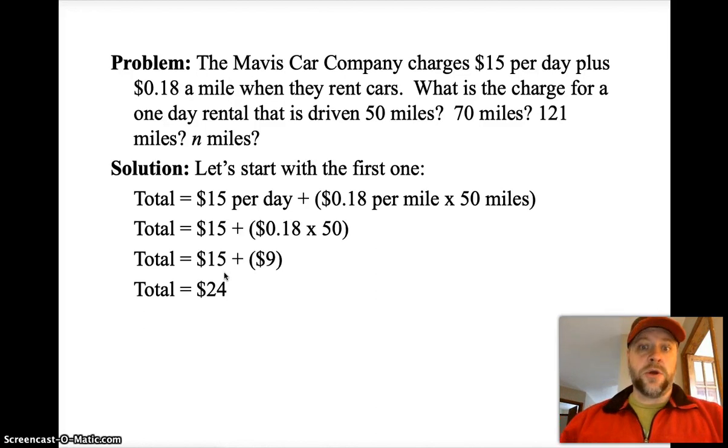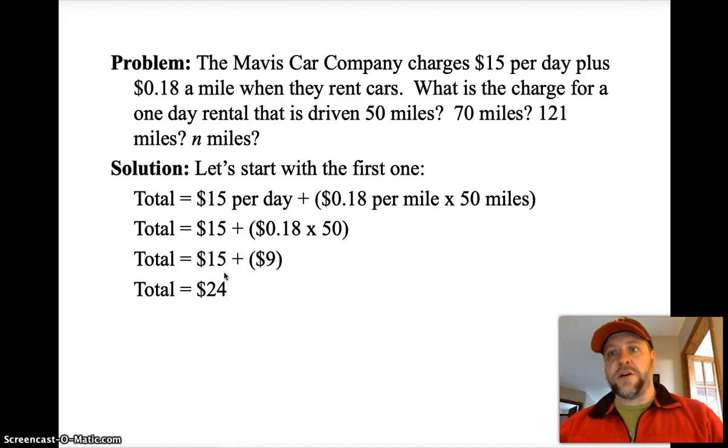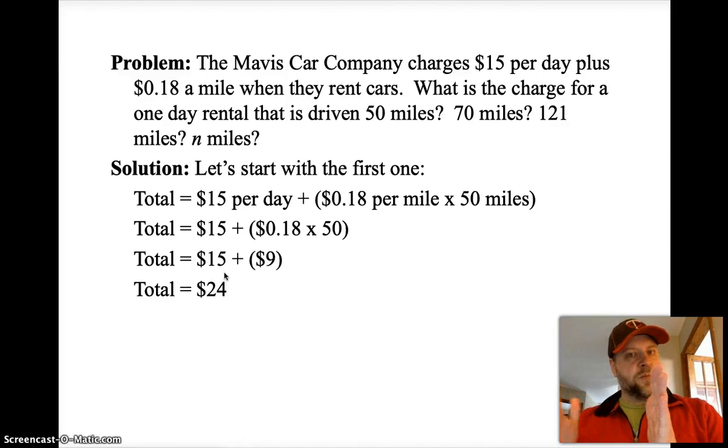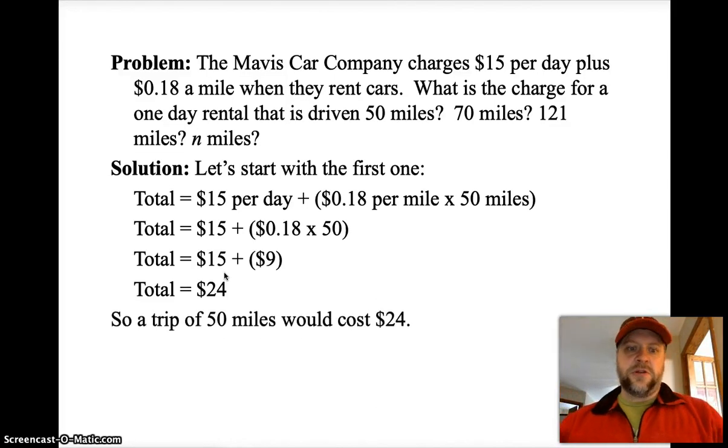Okay, great, but what about the others? Because when we're talking about functions, and tables, and graphs, what we're really talking about is patterns. What if we drive more than 50 miles? We might want to limit how far we drive based on the costs. We might say, I'll drive this far, but I won't drive that far because it's much too expensive. So let's look at more. The 50-mile trip would cost us $24. Let's look at the others.